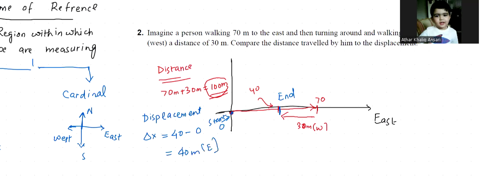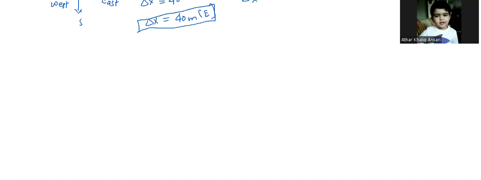If I forgot by any way to represent this 40 meter, how will I represent it? I will just draw this with the blue line. This is my displacement, 40 meter to the east. If I forgot by any way to write east, it means it's wrong. It cannot be considered as correct. So for sure, I need to write this one, the east direction.